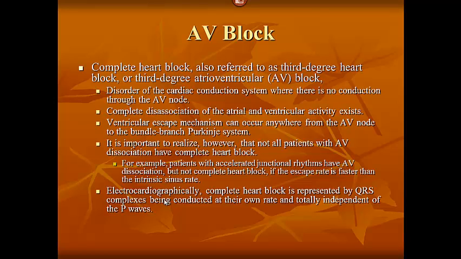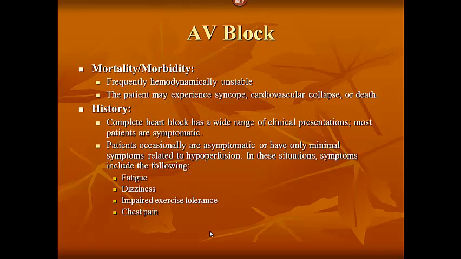Now, complete heart block or third degree is a disorder of cardiac conduction as well. There's complete dissociation, as we already explained, between the atria and the ventricles. Patients could have an accelerated junctional rhythm, but not a complete heart block. So you have to do a 12-lead electrocardiogram. You have to do an echocardiogram. You have to coordinate for a pacemaker on these patients.